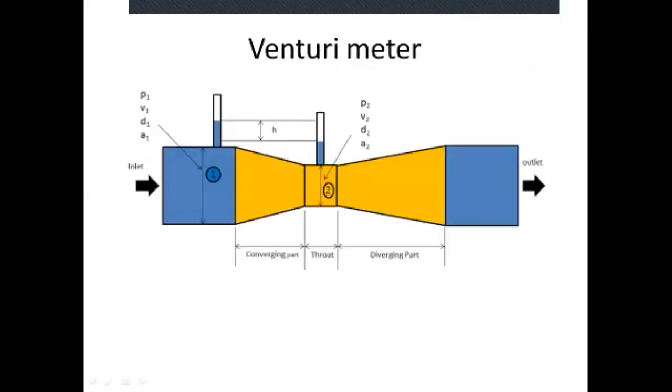The first one we're going to look at is the venturi meter. The venturi meter is just a device which has a throat, something we are calling a throat here. Basically, these are different cross-sectional areas, and so it has an inlet and an outlet.